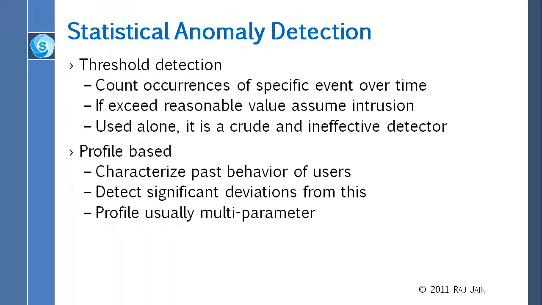All right, statistical anomaly detection. Statistical is mostly based upon the mean and the standard deviation and things like that. So you count the occurrences of specific events over time, and if the mean is too much, then you worry about it. If it exceeds a reasonable value, assume intrusion. Used alone, it is not very good. Basically, it's very crude and ineffective.